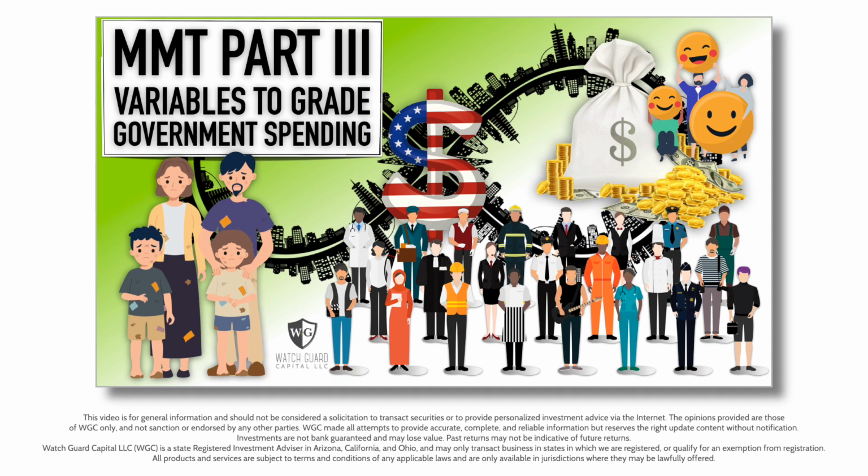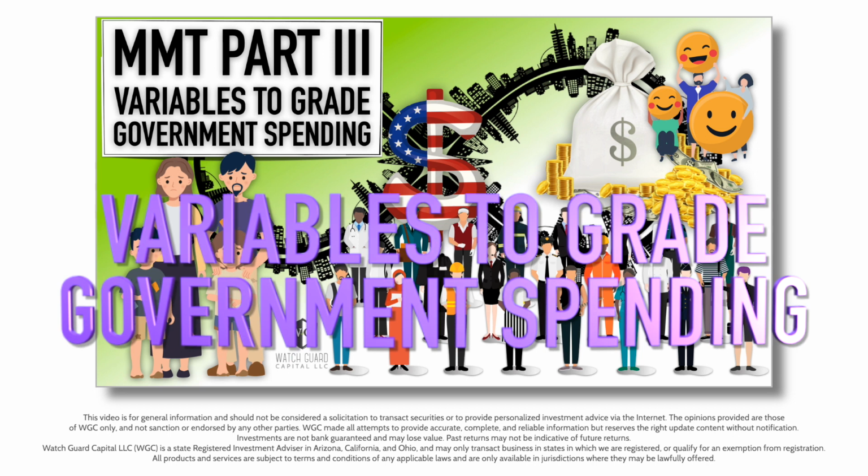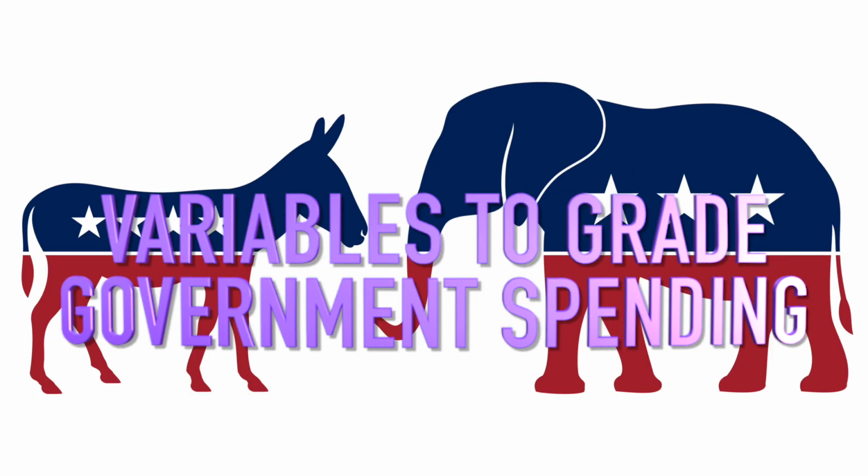This is part 3 of the Modern Monetary Theory series, where we're going to review a list of variables to grade government spending beyond which political party suggested it, because that's not working anymore and we all know it.